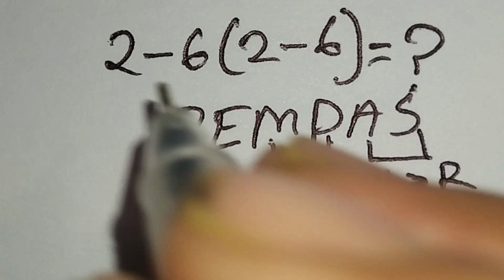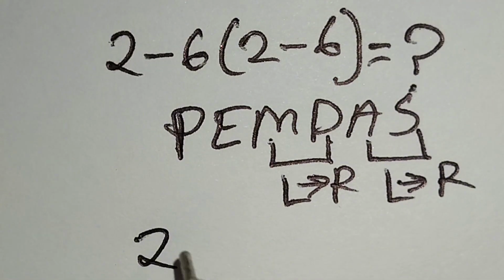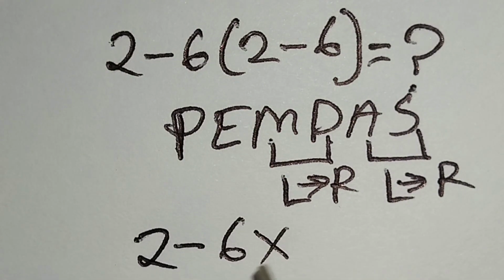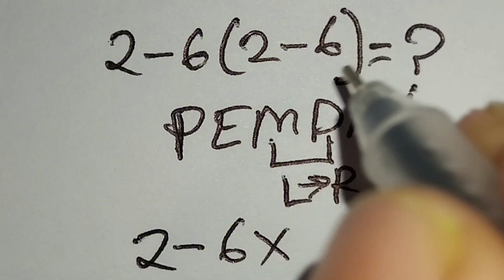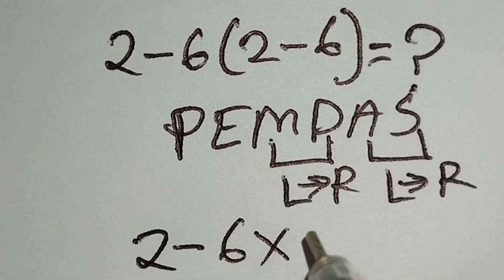Here, inside this parenthesis we have 2 minus 6. 2 minus 6 gives us negative 4.